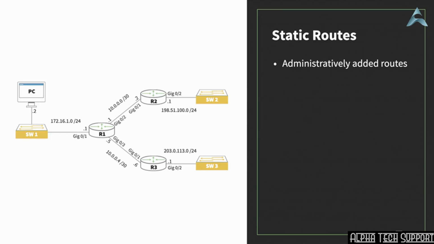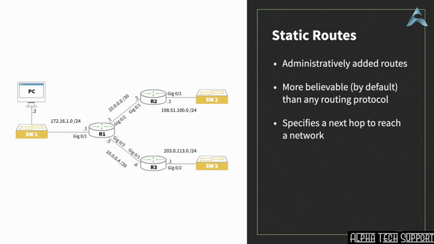That's R3. And I mentioned that we could do static routing instead of running a dynamic routing protocol, but we could actually run these side by side. And the great news is the static routes that we administratively configure, by default, they're going to be more believable than a route learned via some routing protocol. And again, that static route is going to say, to get to this network, go to this next hop IP address. And there are times when we might want to use a default route.